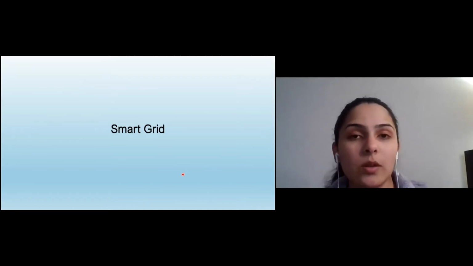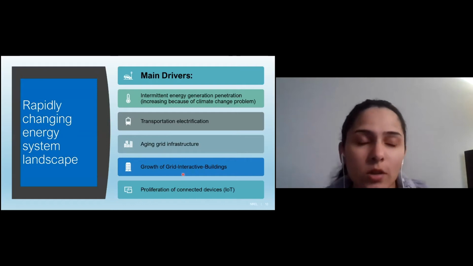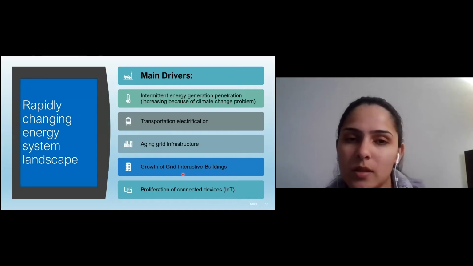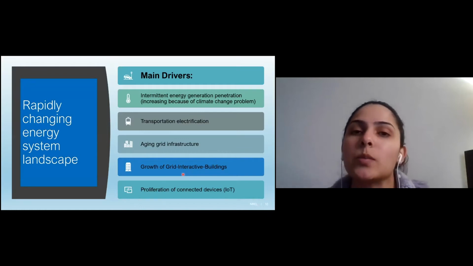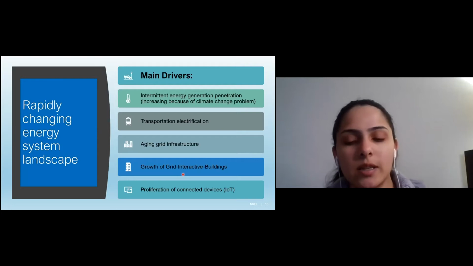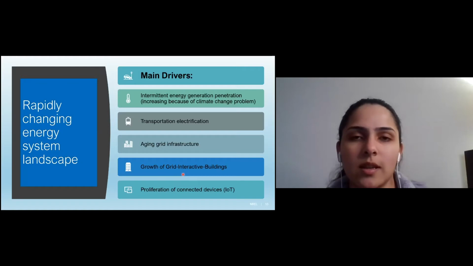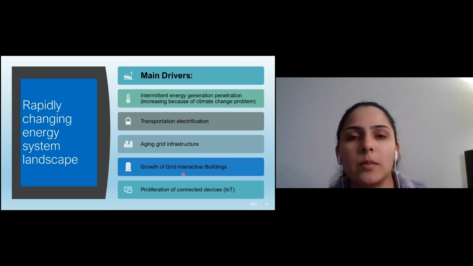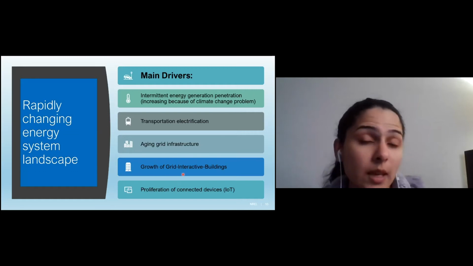If we think about the main drivers, one way to categorize them would be this: because of the climate change problem, there is a push to integrate more and more renewable energy into the grid. But as more renewable energy is integrated, the nature of renewable energy is such that it is intermittent. So how can the grid take that kind of unpredictability into account and still be able to maintain supply and demand equally at the same time?